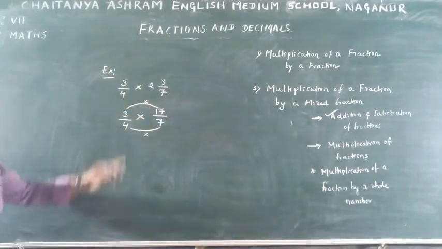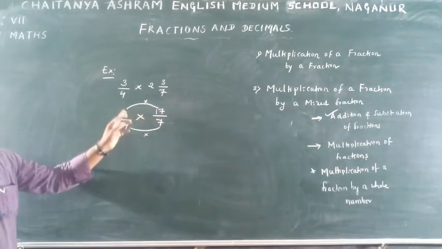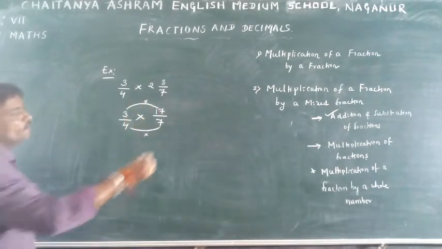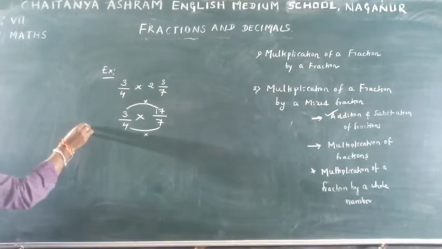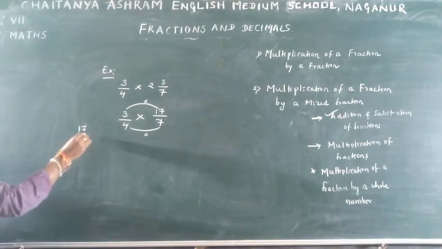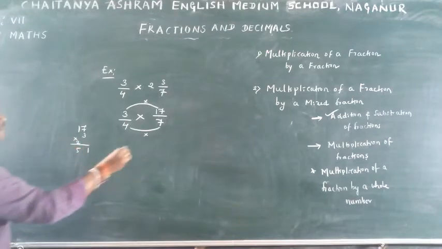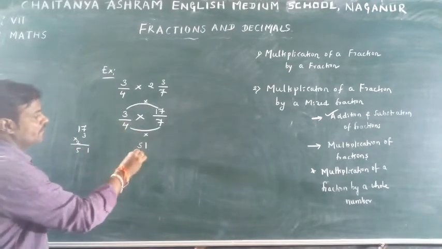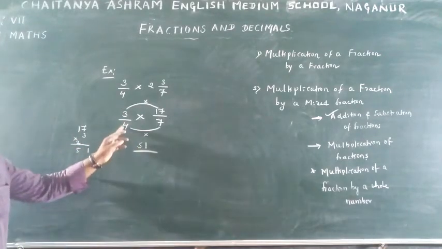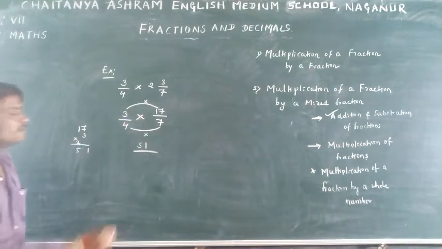That is 3 into 17. Now 3 into 17, what is the product? 17 into 3: 3 7s are 21, 3 1s are 3 plus 2 is 5. So 51 divided by 4 into 7, 4 7s are 28.